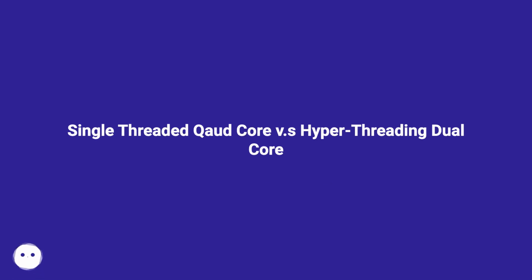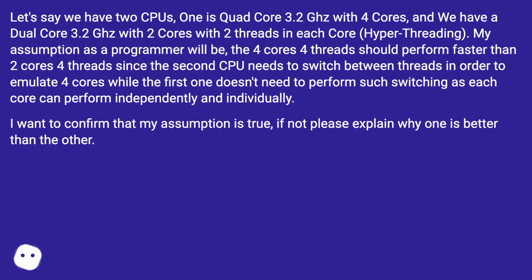Single-threaded quad core versus hyperthreading dual core. Let's say we have two CPUs. One is quad-core 3.2 GHz with 4 cores, and we have a dual-core 3.2 GHz with 2 cores with 2 threads in each core, hyperthreading.